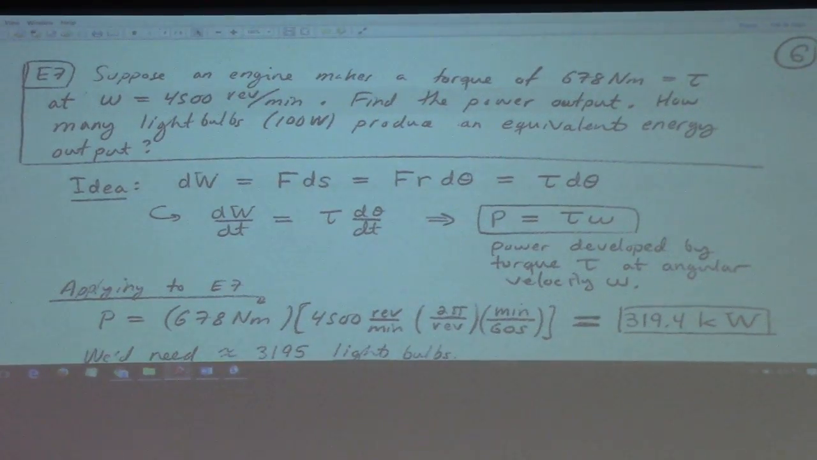Anyway, so suppose an engine makes a torque of 678 Newton meters at an angular velocity of 4,500 revolutions per minute. Find the power output. How many light bulbs, 100 watt, produce the equivalent energy output?